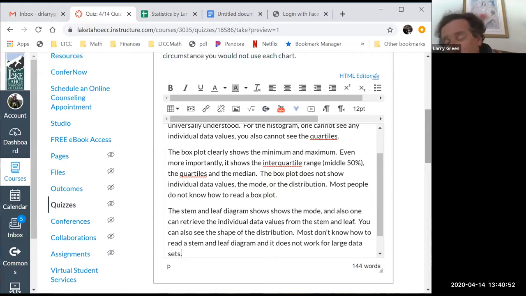All of these are for quantitative data, just a note. None of these work with qualitative. There was a question about the exam versus the quizzes. So the question is, is the exam just like the quizzes? And the answer is yes and no.